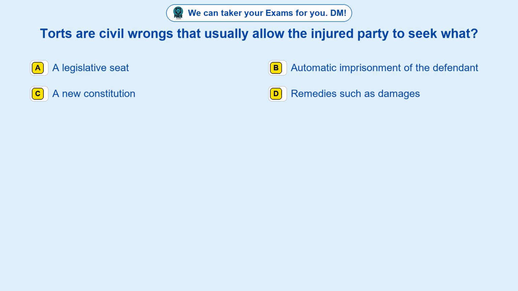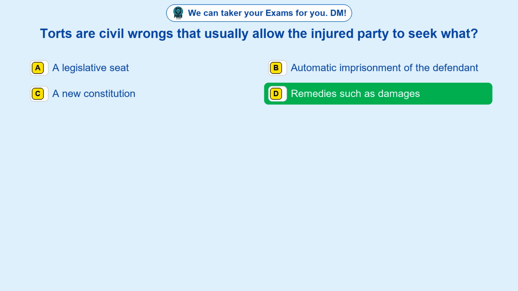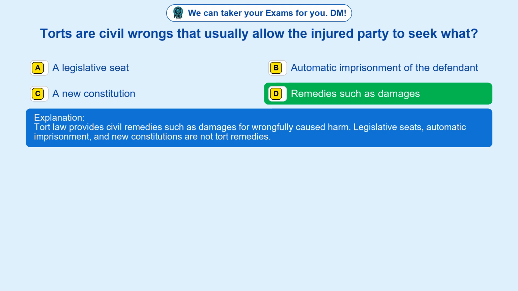Question 46. Torts are civil wrongs that usually allow the injured party to seek what? Option A, a legislative seat. Option B, automatic imprisonment of the defendant. Option C, a new constitution. Option D, remedies such as damages. The correct answer is option D, remedies such as damages. Tort law provides civil remedies such as damages for wrongfully caused harm. Legislative seats, automatic imprisonment, and new constitutions are not tort remedies.